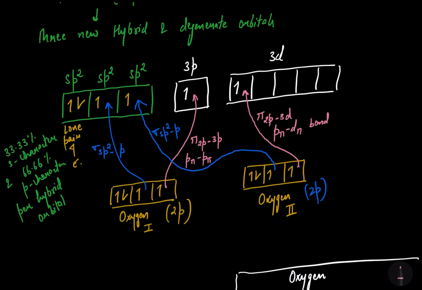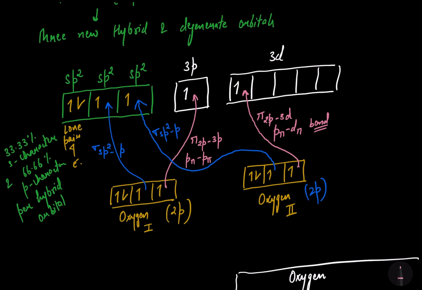So we are having the varieties of pi bonds also. If a pi bond is formed between the p orbital of one atom and the p orbital of another atom, that is called p pi. And if the pi bond is formed by side overlap between the p orbital of one atom with the d orbital of another, then that is called the p pi d pi bond.